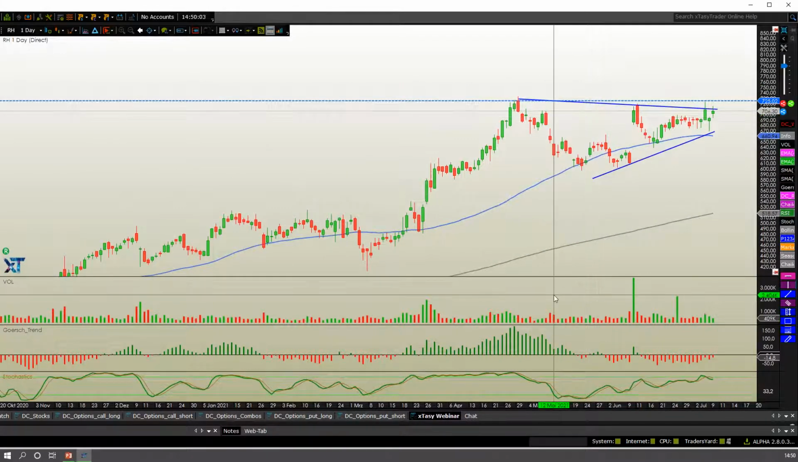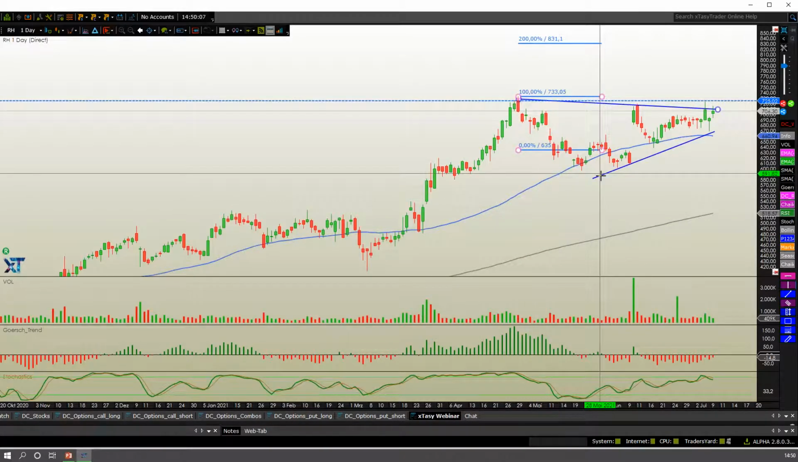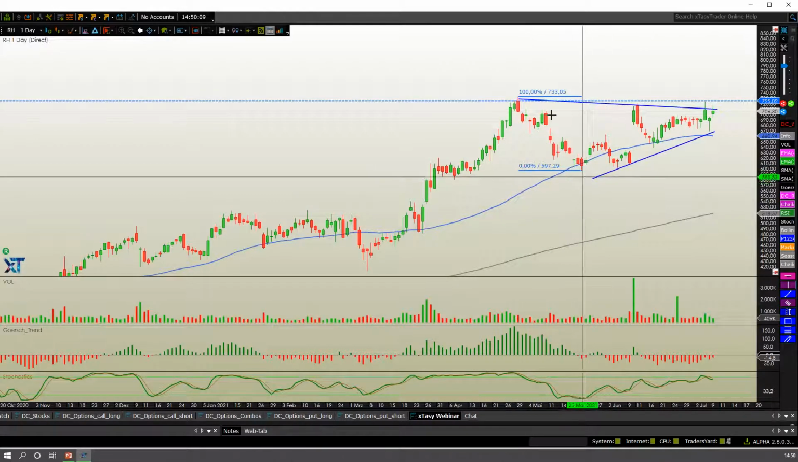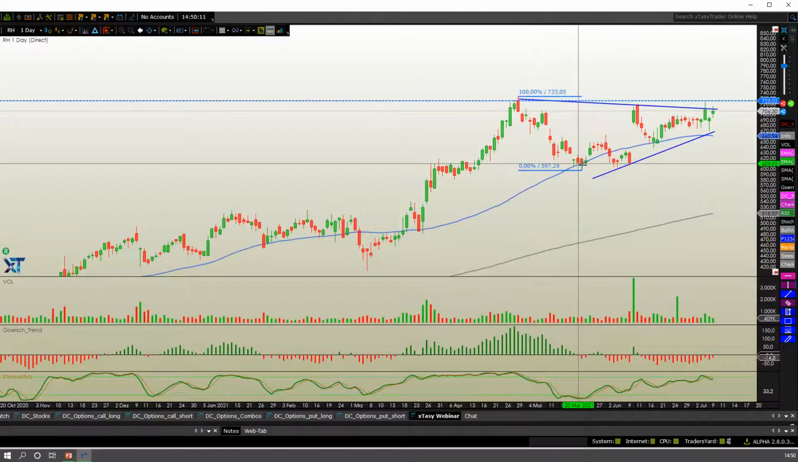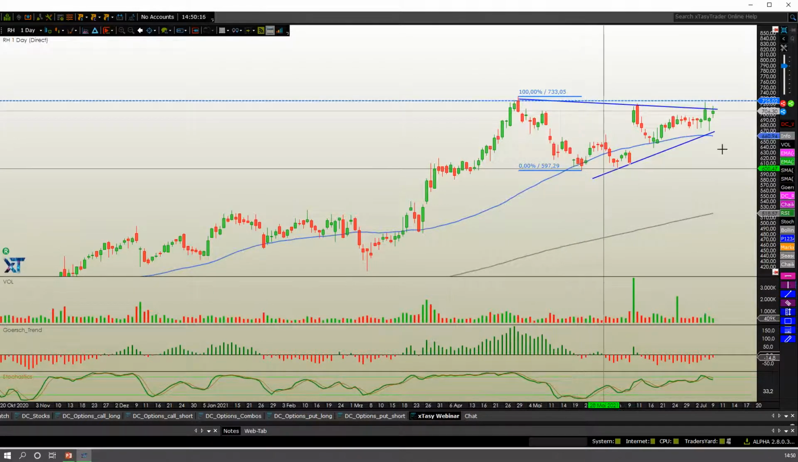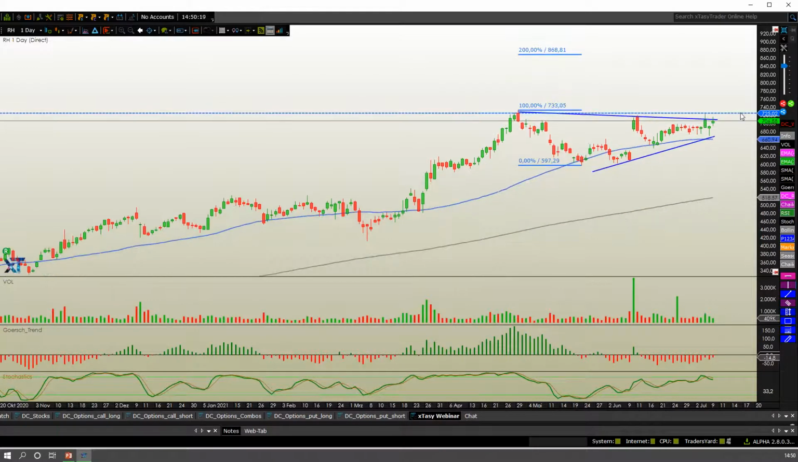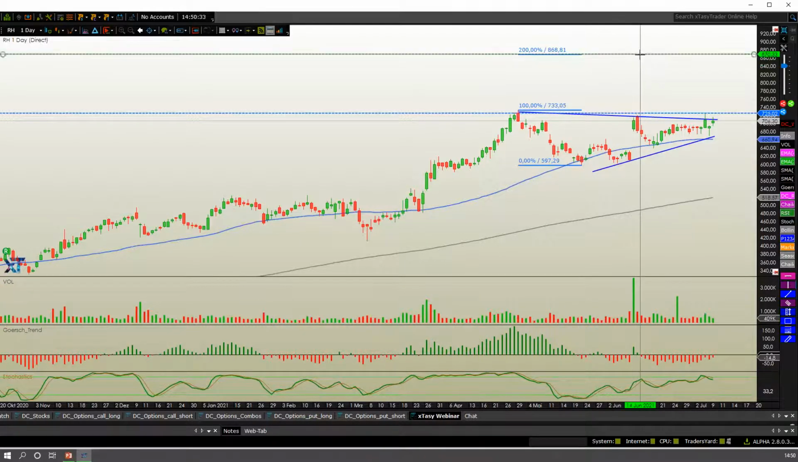How far could it go? Well, it's actually quite easy to measure. We just take a look at the last correction from here to there, from 733 to somewhere around 600. And we just add this to the upside so that we come here to 200%. So this is $870. Around $870 would be the target level.